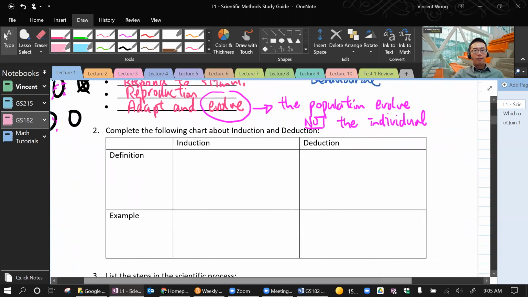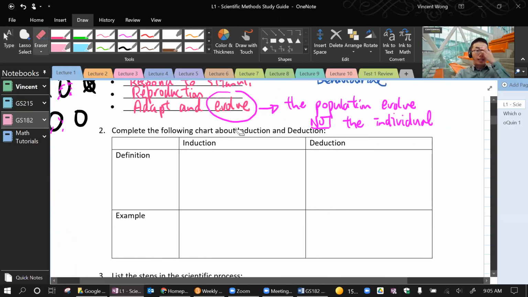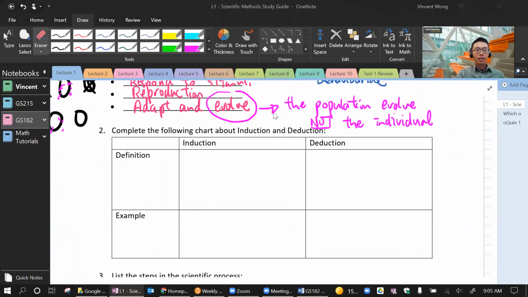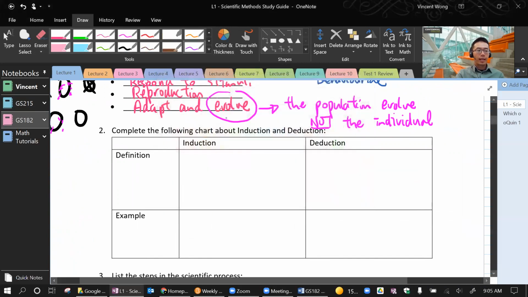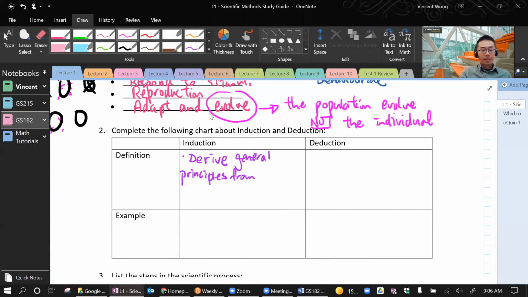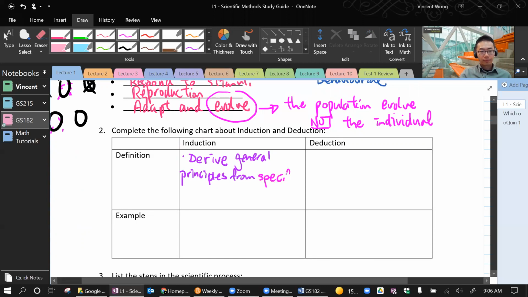Next one, we have a chart here, and there is something called induction and deduction. Let me give you the definition of each, and then we will give you some examples. Induction means we derive, meaning come up with, general principles from specific observations.